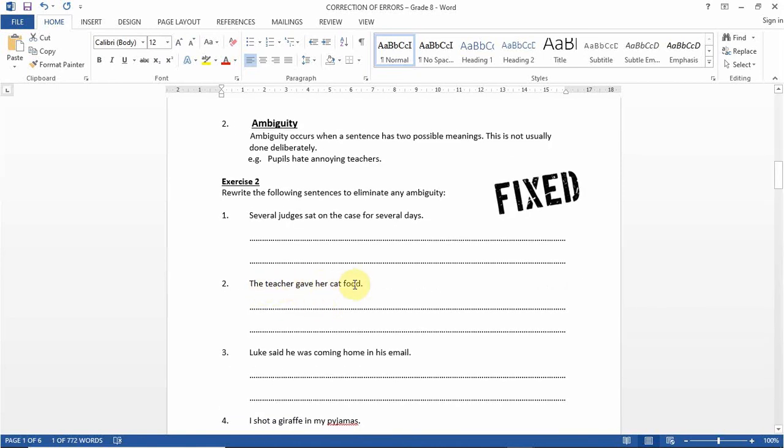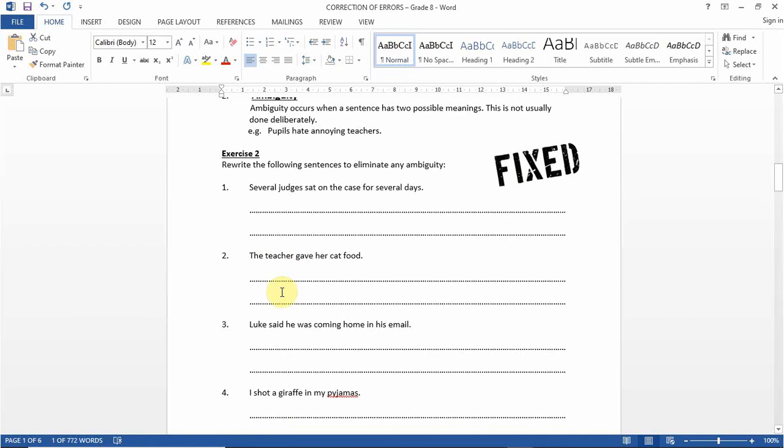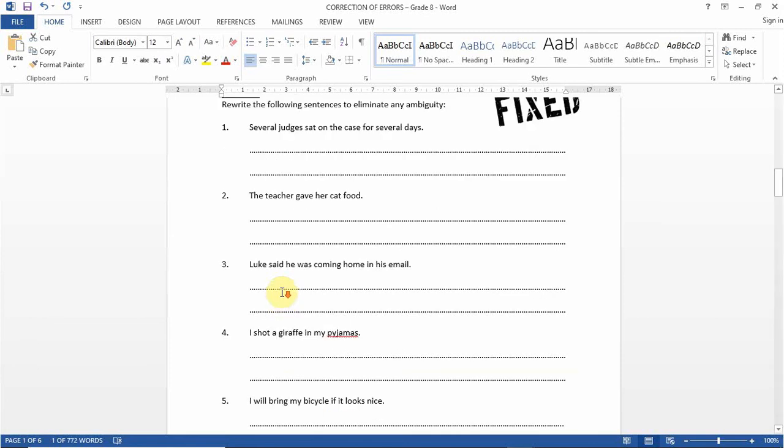Okay, the teacher gave her cat food. Did the teacher give her own cat food to eat, or did the teacher give her cat food? Like, did the teacher give the girl cat food? Okay, so those are the 2 meanings here.